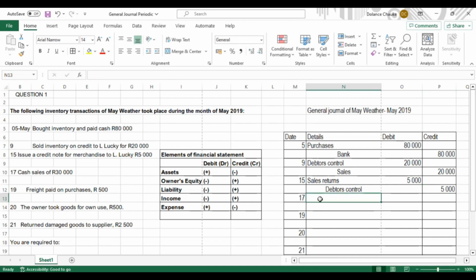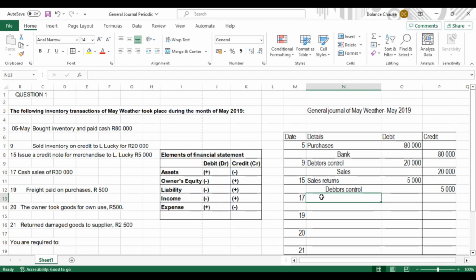Okay. Sure. And then we go to our transaction number 4. Transaction number 4 that happened on the 17th. It says cash sales. It means we sold goods for cash. The 2 accounts affected are going to be bank and sales because we sold goods for cash. So it's going to be sales and bank, right?